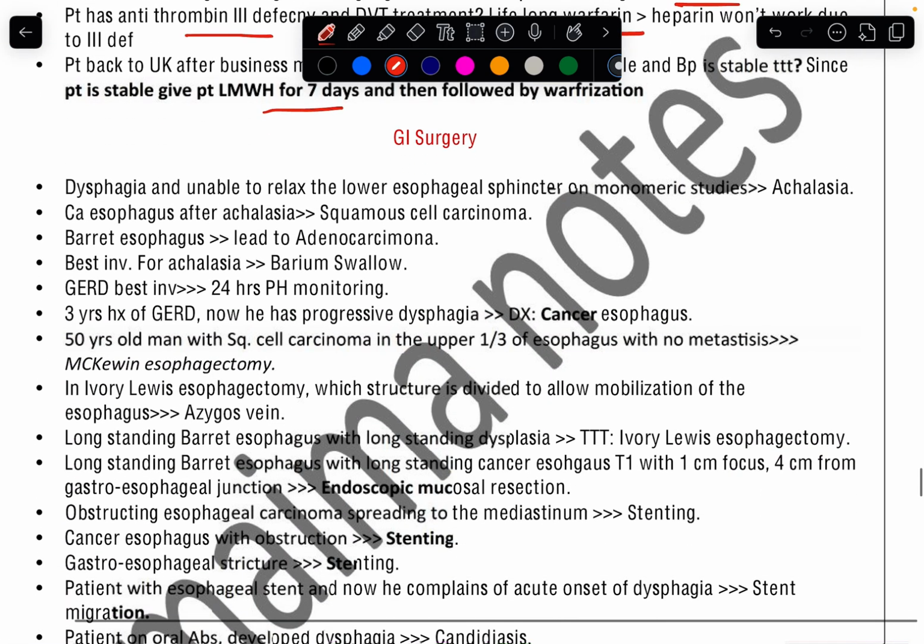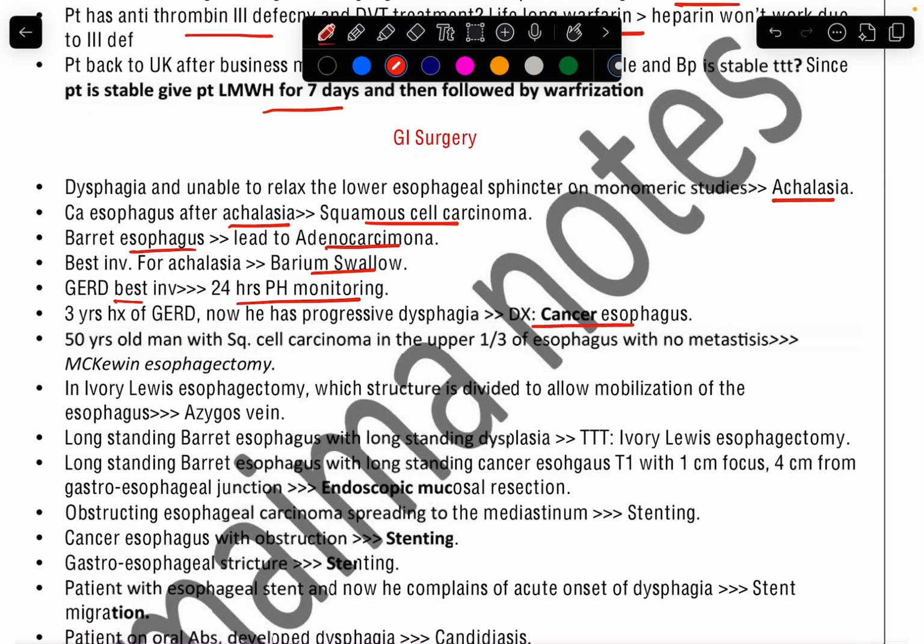Now these are questions of GI surgery. Dysphagia, unable to relax the lower esophageal sphincter, achalasia cardia, carcinoma esophagus squamous cell carcinoma. In achalasia it is squamous, in Barrett's it is adeno. Best investigation barium swallow. GERD, best investigation pH monitoring. 3 years history of GERD, now progressive dysphagia, diagnosis of cancer esophagus.